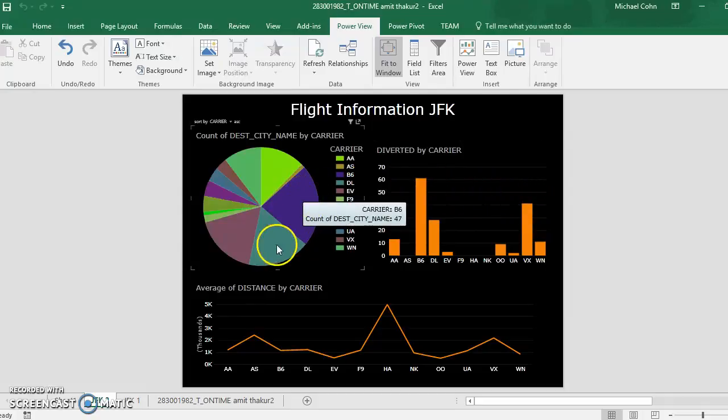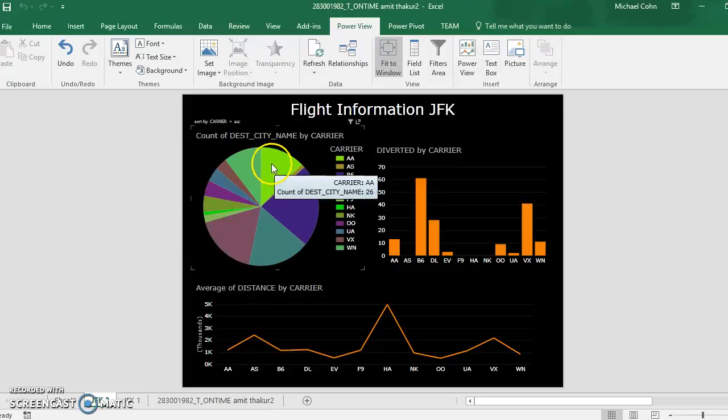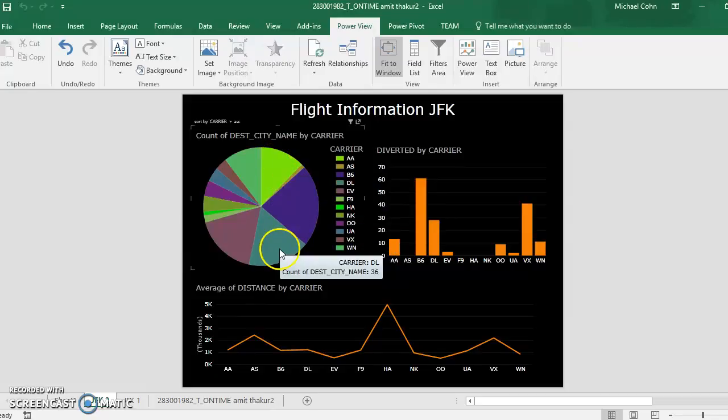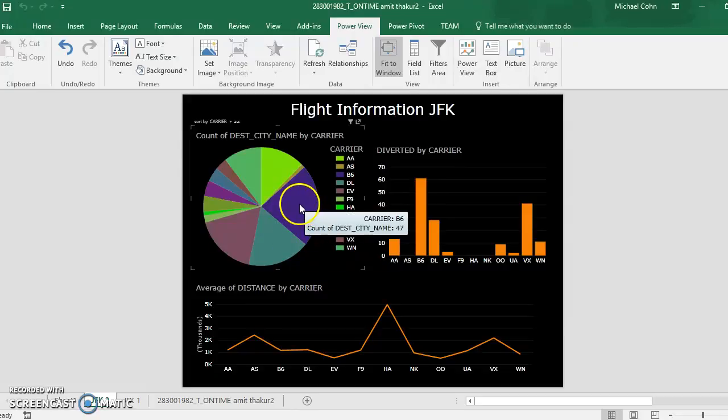When we look at the top left-hand corner, there is a pie chart. This shows the number of individual destinations each airline services out of JFK. So American Airlines services 26, Delta services 36 different destinations, and again JetBlue services 47 destinations. This is not surprising for JetBlue, because JFK, like I said, is the hub for JetBlue. So all the flights leave out of JFK, which is why they have this high number over here.